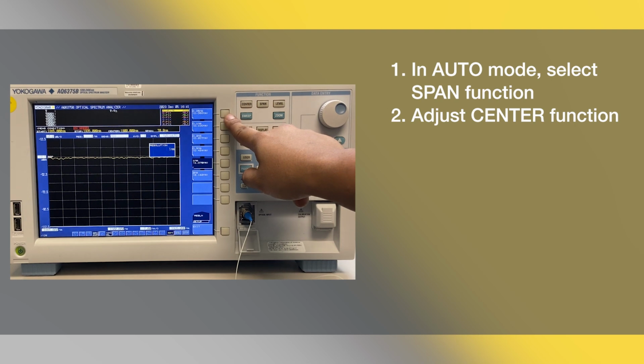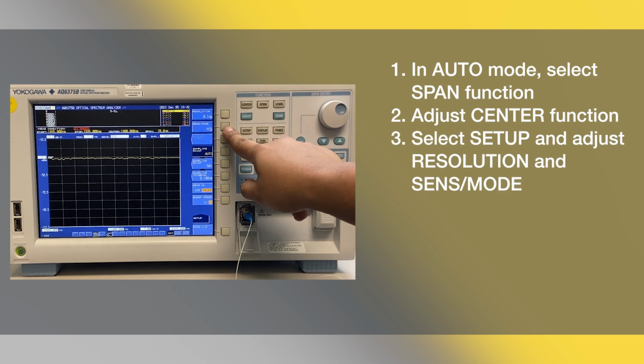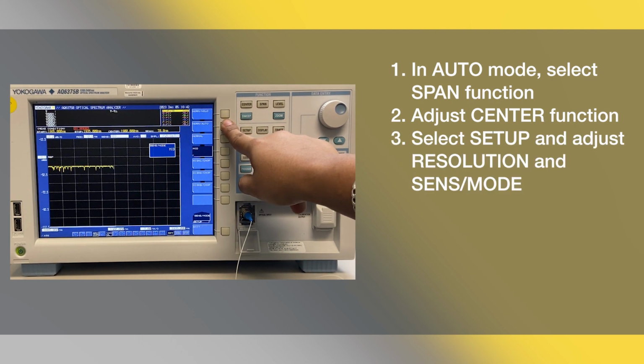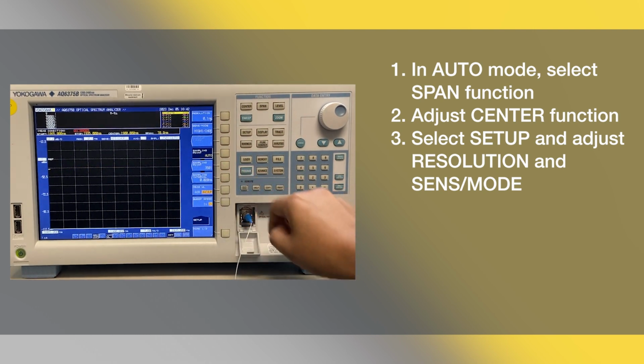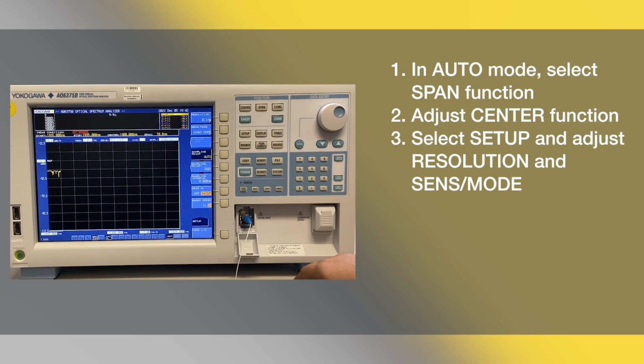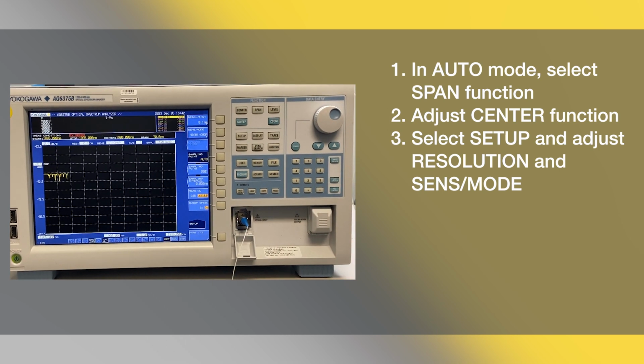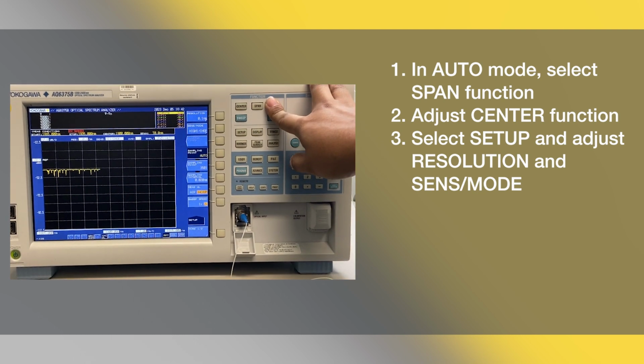Let's change that resolution to about 0.1, maybe a higher sensitivity of high so we can really see those peaks. So we can slowly see it coming on the screen with those peak levels, but I'd like to better look.